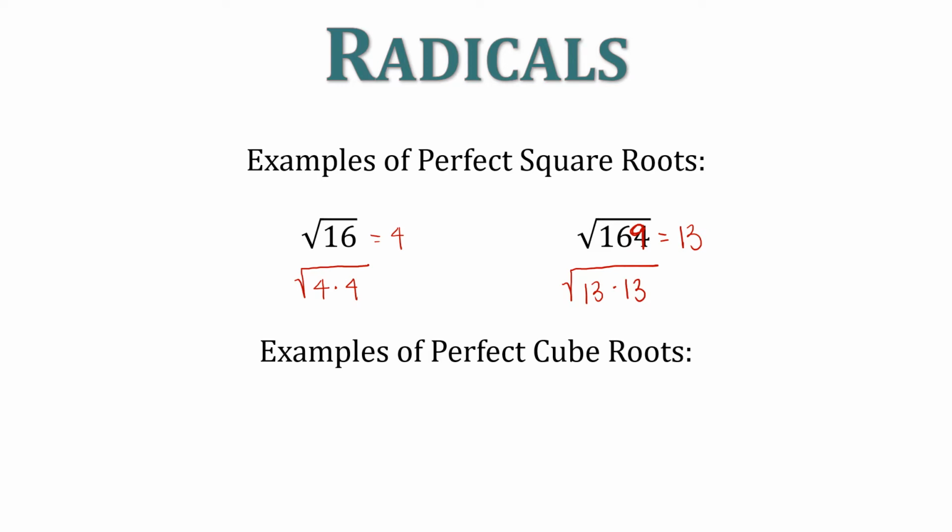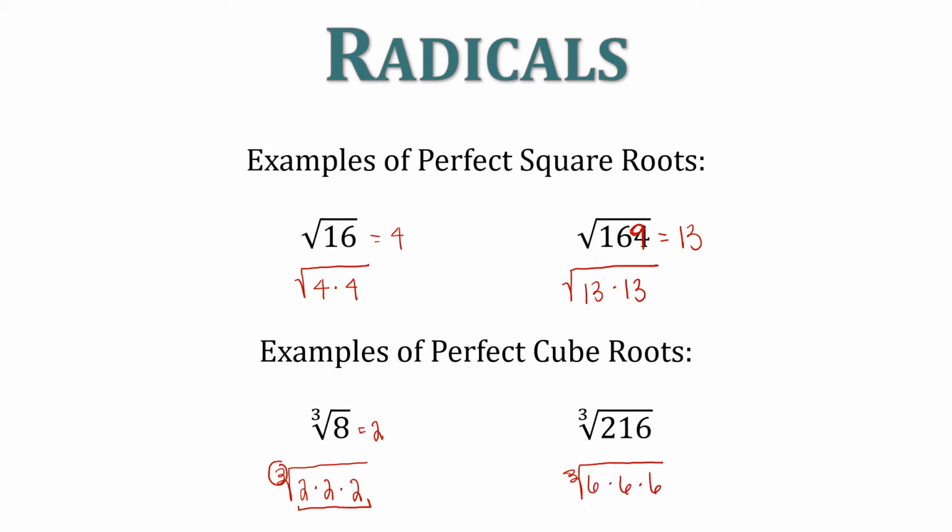Let's look at some examples of perfect cube roots. I have the cube root of 216 and the cube root of 8. I know that the cube root of 8 can also be written as the cube root of 2 times 2 times 2. Since I see 3 copies of 2, because it's a cube root, I know that the cube root of 8 is 2. I can do the same thing with 216. I can rewrite it as the cube root of 6 times 6 times 6. And because I see 3 copies of 6, I know the cube root of 216 is 6.